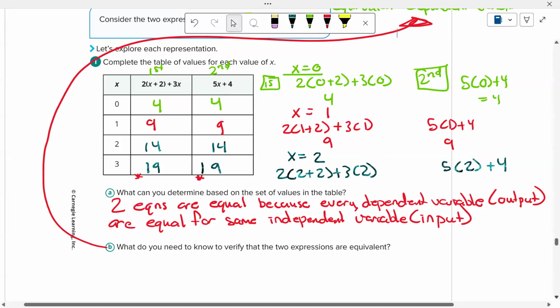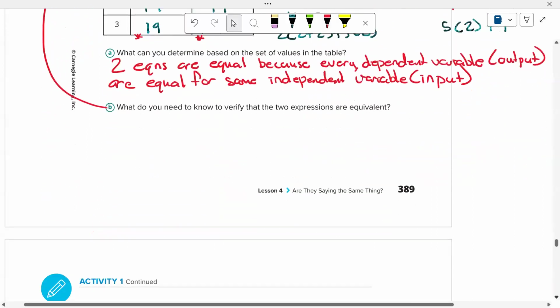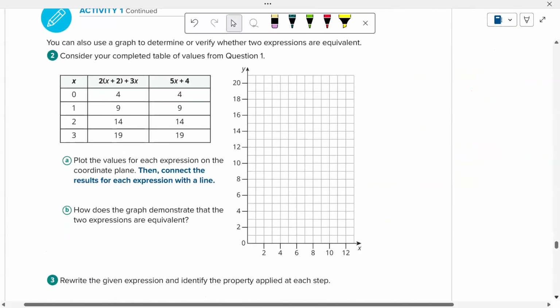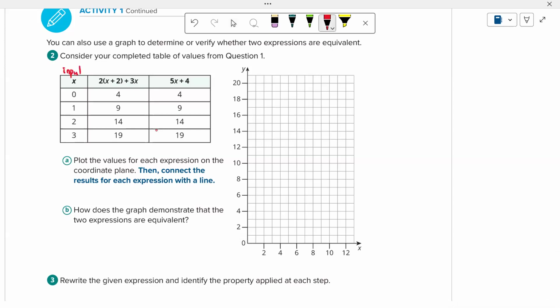If you need to take a minute to pause it, then please do so. So for this one, they already did the table and we got everything matching. So we already know what's the input. This column here is the input. These two are dependents. There's two different ones. It's also known as outputs. This is also known as independent.